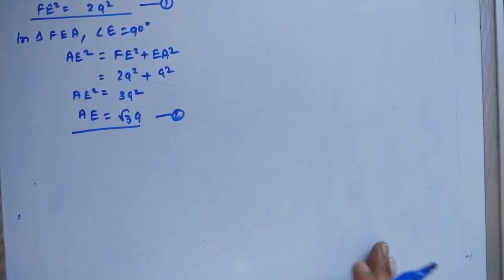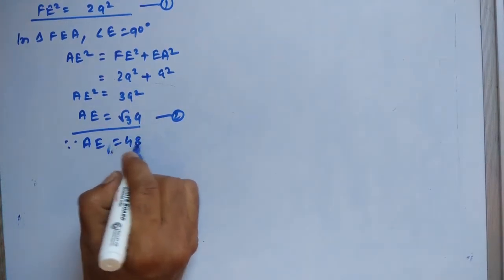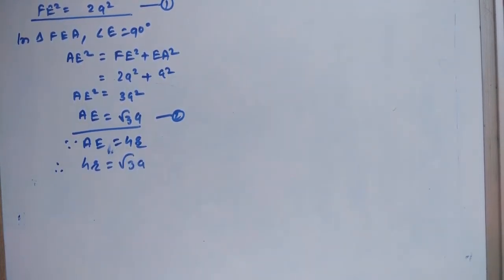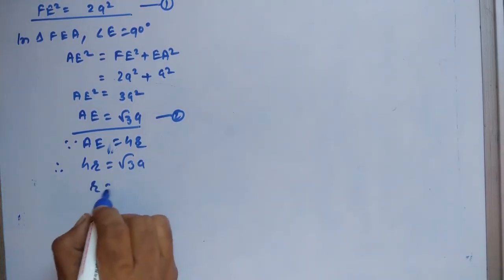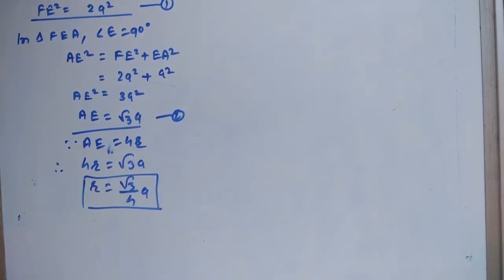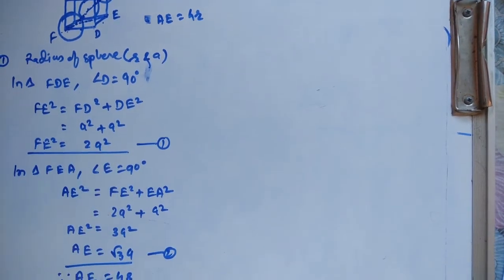So for this we can write here, AF is equal to 4 times r, therefore 4r is equal to root 3 A. Therefore we can write the relation between r and A: r is equal to root 3 upon 4 into A. So this is the relation between r and A. So this is the radius of the sphere that we have found.